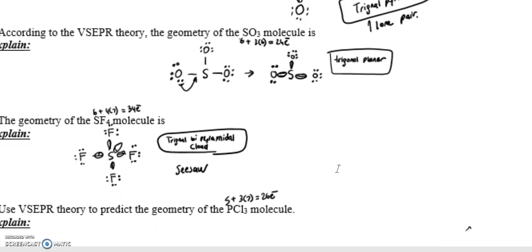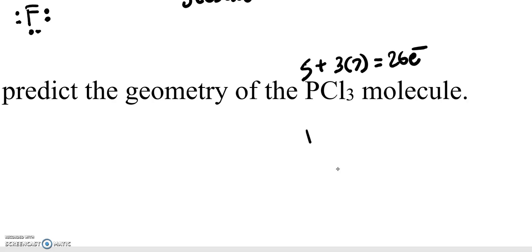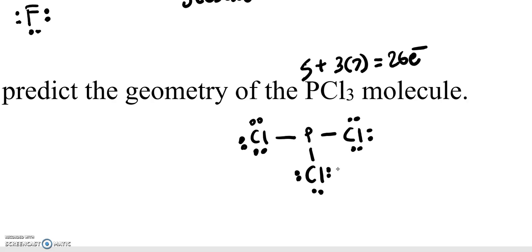All right, so here I'm going to do phosphorus, and chlorine, chlorine, and chlorine. I had 26 electrons to use. 2, 4, 6 used up already. I have 20 left. 1, 2, 3, 4, 5, 6. 1, 2, 3, 4, 5, 6. 1, 2, 3, 4, 5, 6. I have 2 left. I'm going to put them on the central atom.